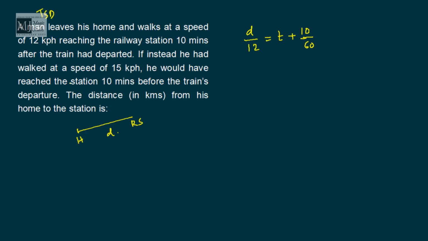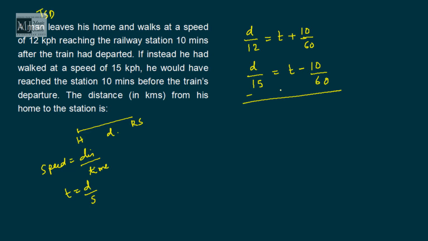If instead he had walked at a speed of 15 kph, he would have reached the station 10 minutes before the train's departure. Very good. So now if he is walking at the speed of 15, the time taken would be d by 15, that is t minus 10 by 60. For those who are not getting this, speed is equal to distance by time, isn't it? So time is nothing but d by s. We know this.